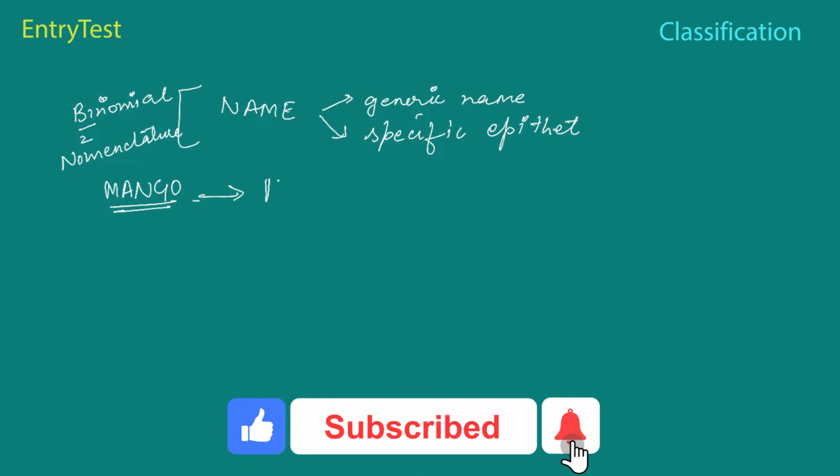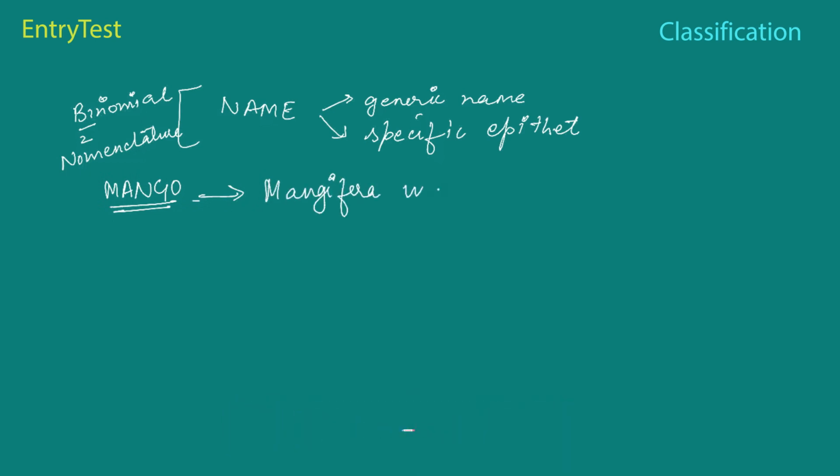Mango is scientifically known as Mangifera indica. That sounds weird, but both of these are two different components. Alright, two different components of the scientific name. Now, Mangifera actually refers to the genus, the generic name, and indica is the epithet, the specific name.